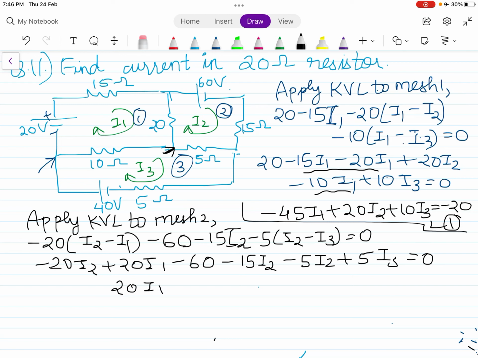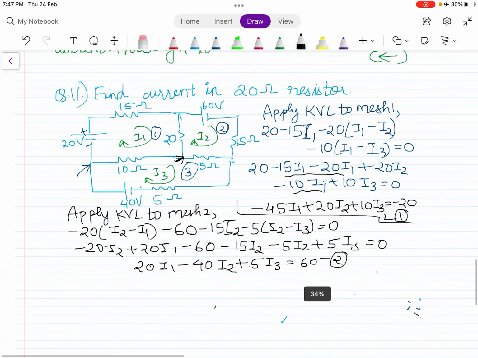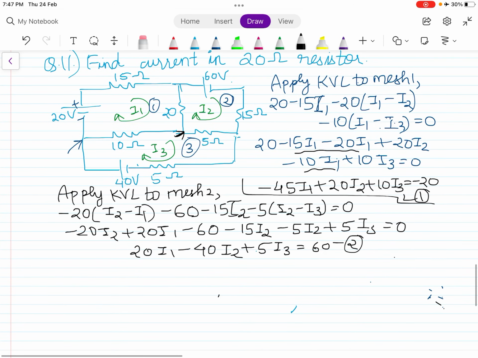20 I1 minus 40 I2 plus 5 I3 equal to 60. Equation number 2.